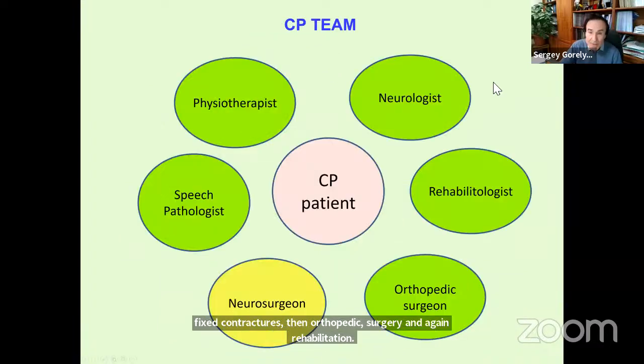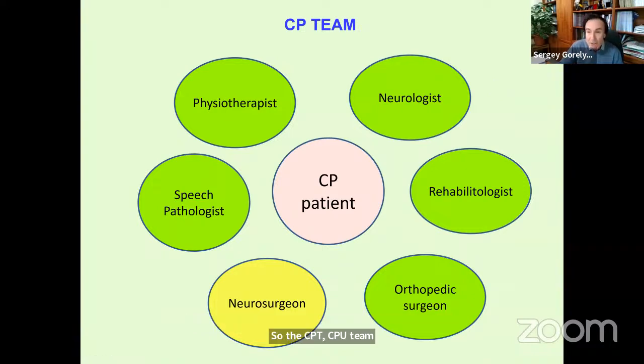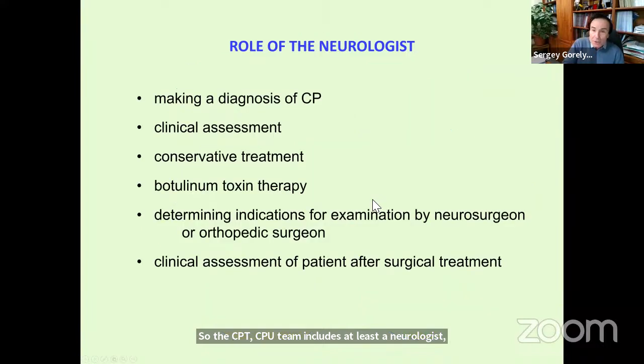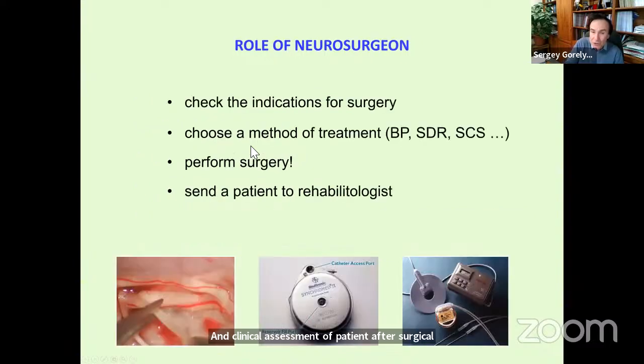So the CP team includes at least a neurologist, rehabilitologist, orthopedic surgeon, neurosurgeon, speech pathologist, and physiotherapist. The role of the neurologist is in making a diagnosis of cerebral palsy, clinical assessment, conservative treatment, botulinum toxin therapy, determining indications for examination by a neurosurgeon or orthopedic surgeon, and clinical assessment of the patient after surgical treatment. The role of the neurosurgeon is to check the indications for surgery, choose a method of treatment, perform surgery, and send the patient to a rehabilitologist.